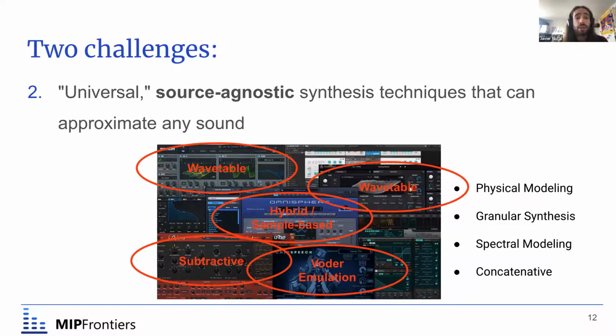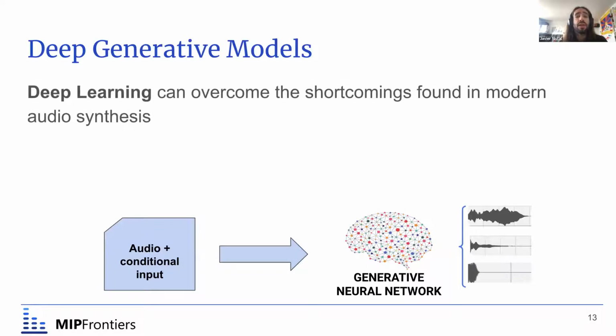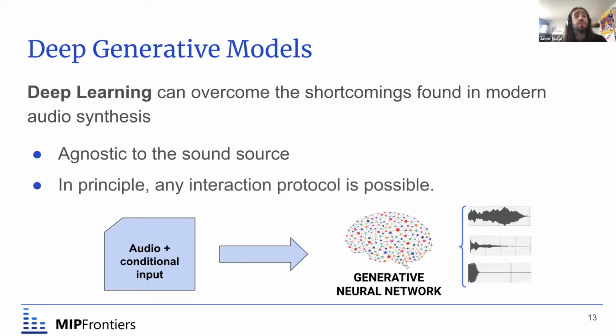So this seems like an important problem to be addressed, and luckily for us, the field of deep learning offers promising data-driven approaches that may pave the way towards building such systems. Given a large enough data set, in principle, generative neural networks should be able to model any type of sound, and also in principle, they should allow for any interaction protocol. So we just have to gather a lot of data and then train the neural network to learn whatever relationships might exist between the input control signal that we want to use to parameterize our neural network and the output data, in our case audio, that we want to generate.